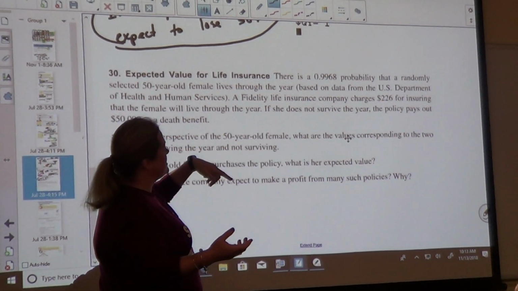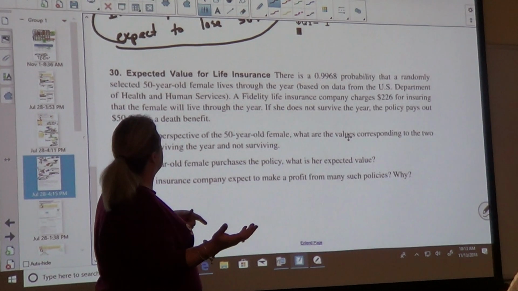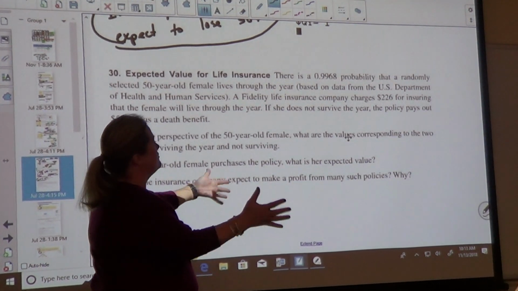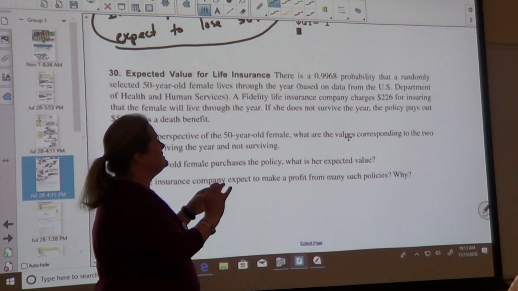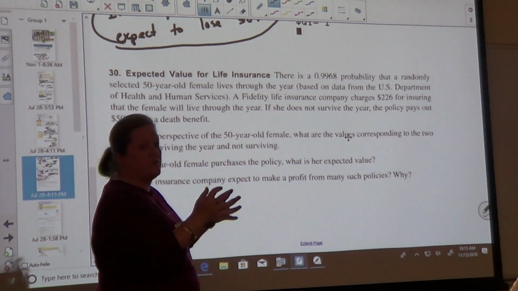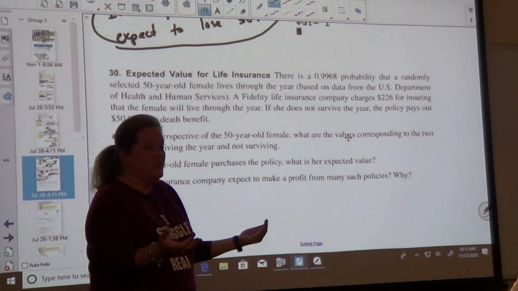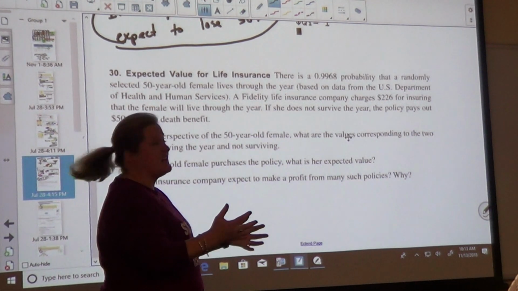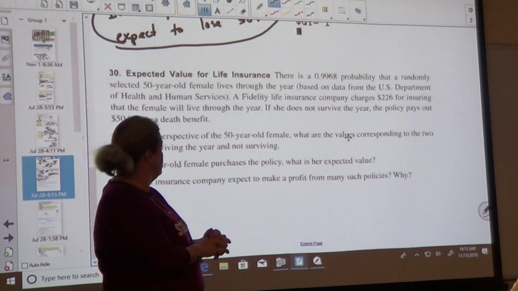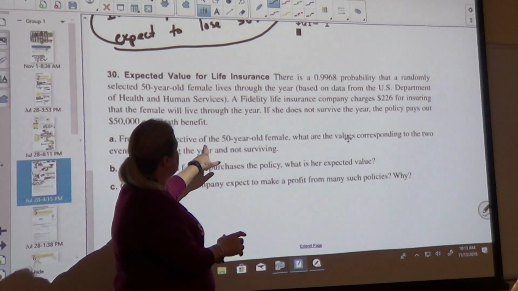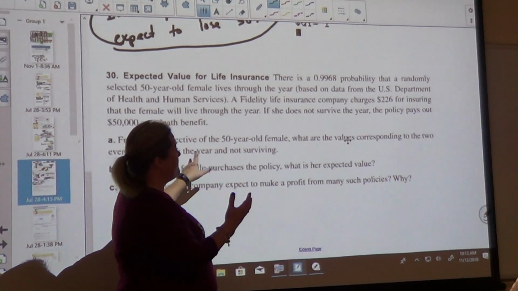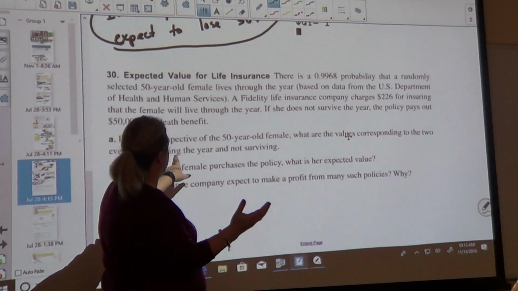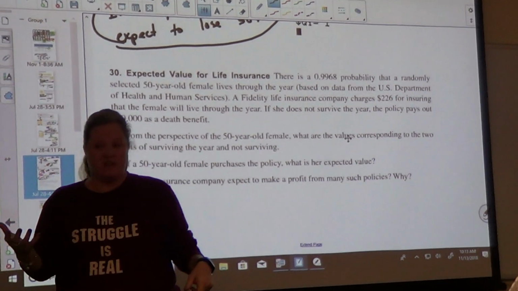A life insurance company charges her $226 for insurance to live through that year. If she does not survive, they'll give her, not give her, because she's dead, but give her family $50,000. From the perspective of the 50-year-old, what are the values corresponding to the two events of surviving and not surviving?